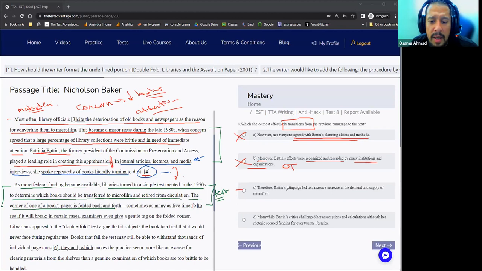Answer C, therefore, Batten's campaign led to massive increase in demand and supply of microfilm. هل احنا اتكلمنا عن an increase in demand and supply of microfilm? No. paragraph بعديها بيكلمني عن ازاي هم اخترعوا تيست عشان يتاكدوا which books should be microfilm, which books should not be in microfilm. Answer D, meanwhile, Batten's critics challenged her assumptions and calculations, although her rhetoric secured funding for over 20 libraries.